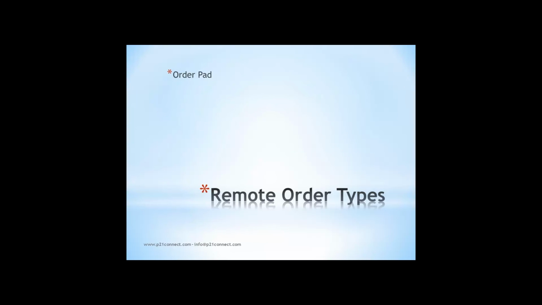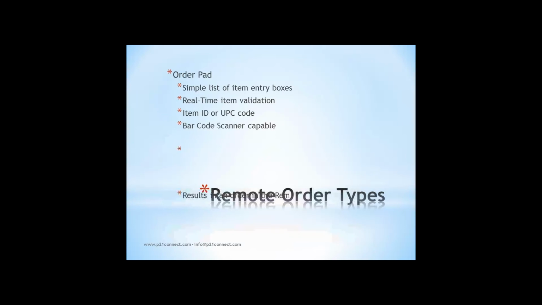The order pad is basically a way that you can build an order from a simple list of item entry boxes. It can work great with barcode scanners and things like that. If you know your item IDs, it's also very fast as well. I'll show you how all that works when we get there. It can provide real-time validation, and you can enter either the item ID, or if you're using a scanner, you could scan the UPC code. And it's definitely barcode scanner capable. It results in an order in the remote order form, which I will show you here in just a second.